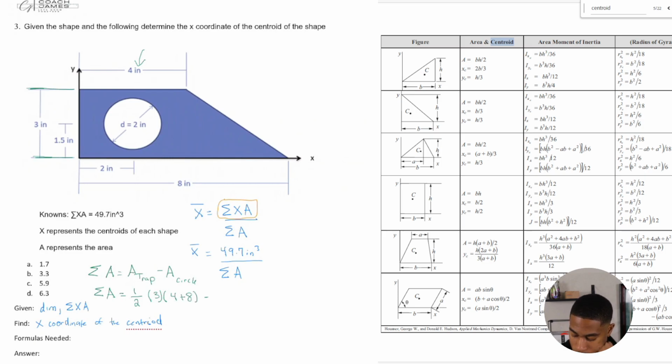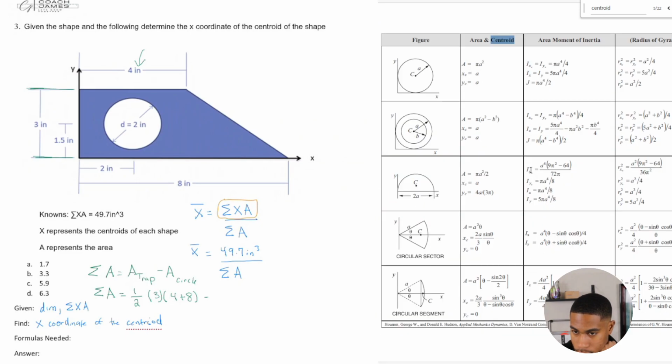All right, minus the area of the circle. We know how to get the area of a circle, and if you don't, it's pi r squared. So minus pi, what's r? It's going to be 1 inch squared. All right, once you get that, you plug that in. And for the sum of your a, you should get 14.85 inches squared, right?